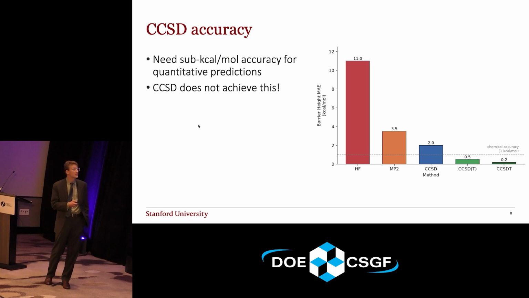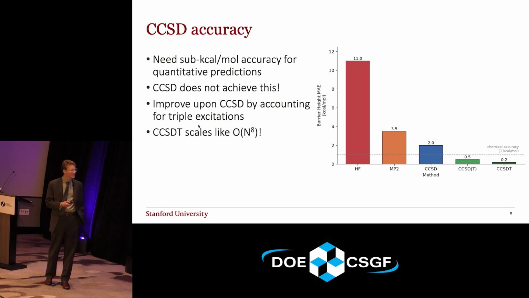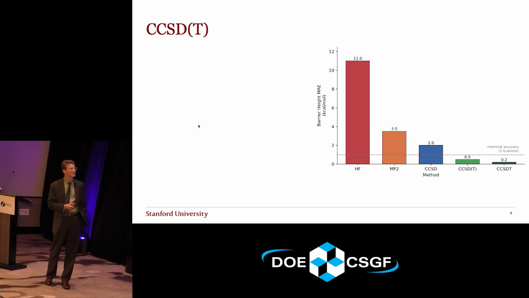And this is because neglecting triple excitations in the exact wave function is a significant approximation. It turns out that these triple excitations are really important to getting the correct physics. And we can include triple excitations by going to CCSDT. That's this little bar down here on the right. You see that this does achieve the accuracy that we want. The problem is that CCSDT is an iterative method which scales like N^8 with system size. And quantum chemists are often very patient. They'll put up with bad scaling, but this is too much even for us.